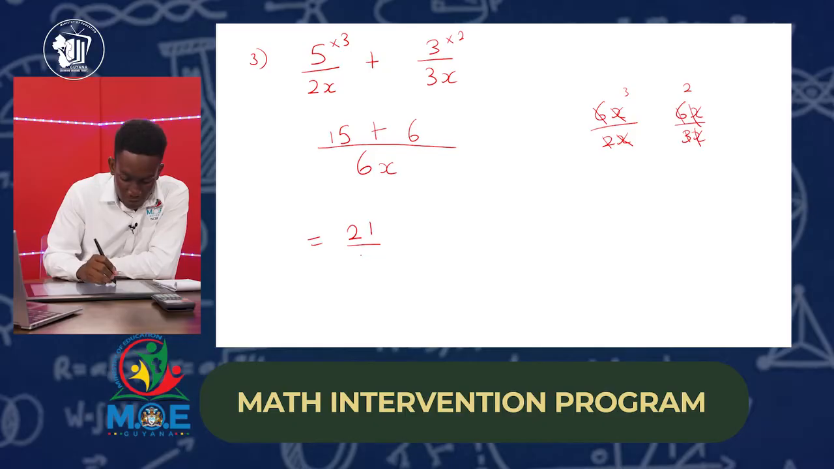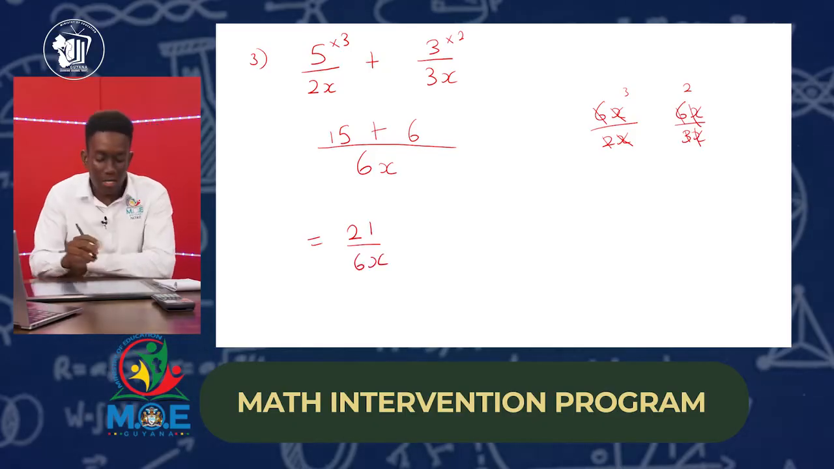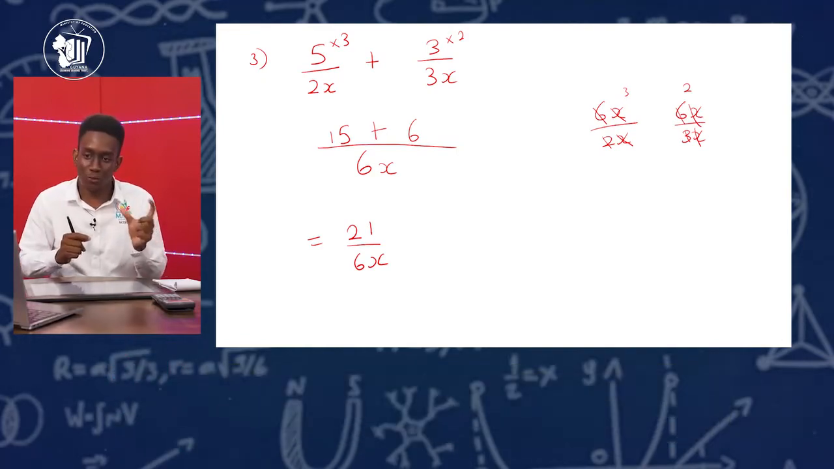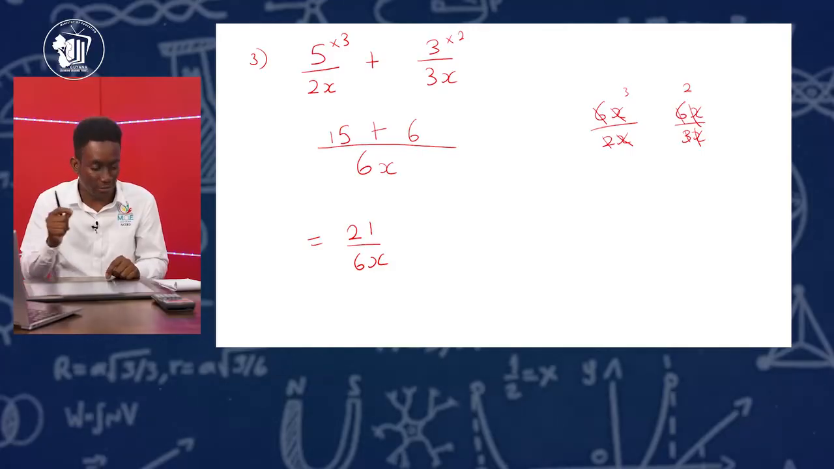21 over 6x. And we cannot break that down any further. So our final answer when we have 5 over 2x plus 3 over 3x would be 21 over 6x. So let's do another example.